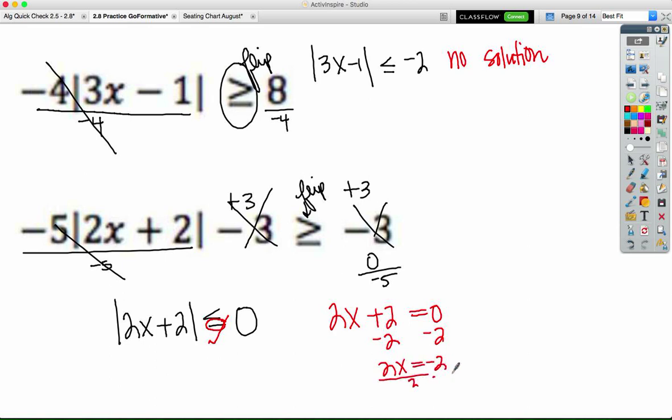And when we divide by 2 on both sides, we get x is equal to negative 1. So that is the answer, but I just worked an equality. I have to make sure that I know how to write this answer.